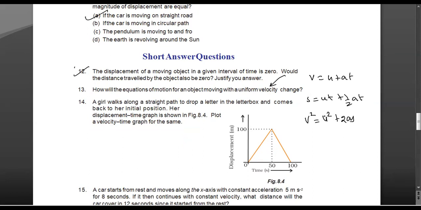But when an object's velocity is not changing, we can say its acceleration is 0, a is equals to 0. By putting the acceleration equal to 0, the first equation will become v is equals to u, the second equation will become s is equals to ut, and the third equation will become v square is equals to u square. Okay, got it, Hamna?